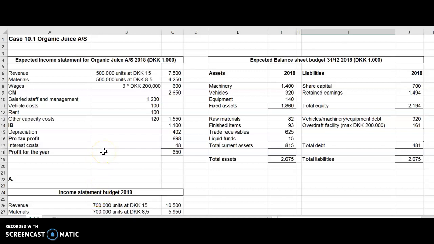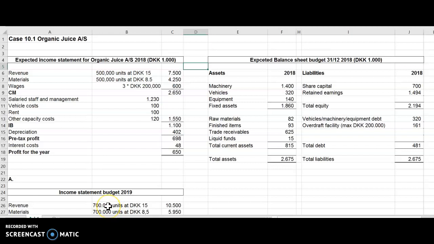Solution to case 10.1. We have here the expected income 2018, and remember that it is not the budget, but we are probably in October or November, and therefore we do not have the total amount for 2018 yet. Therefore they call it expected. And the same here, expected balance sheet end of 18. So this is last year, and now we are supposed to draw up the income statement for 2019.